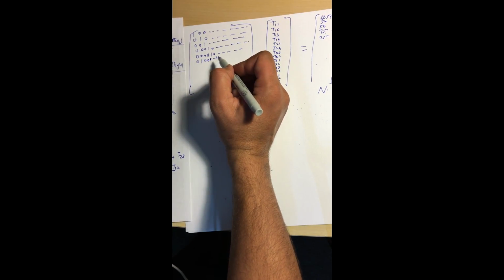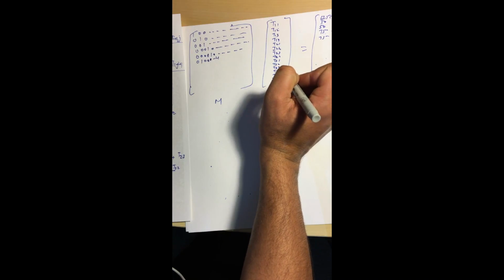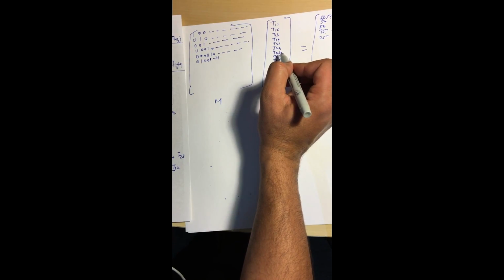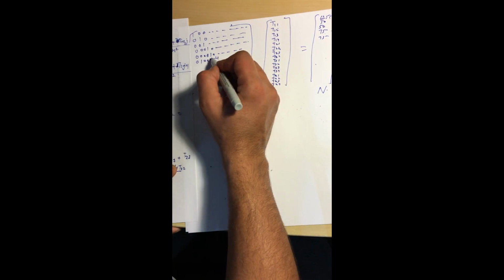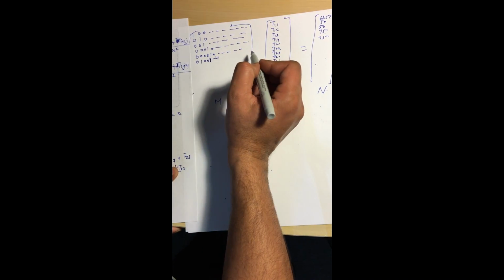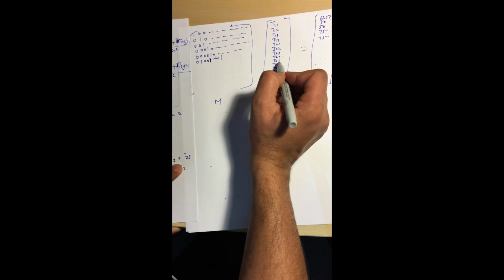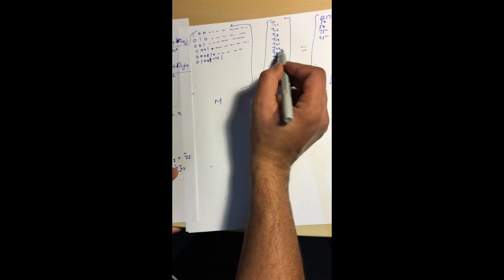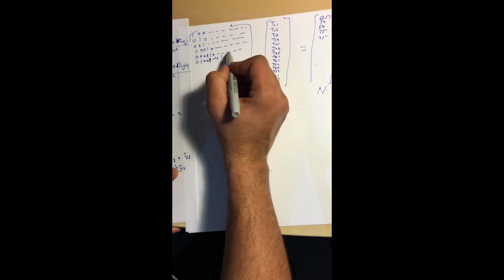Then we have 3 2, which is... sorry, we have 2 1 also. So 2 1 is, yeah, this point is also 1, and we have 2 3, which is next to this, and we have 3 2. So this is 1 2 3 4 5 point.